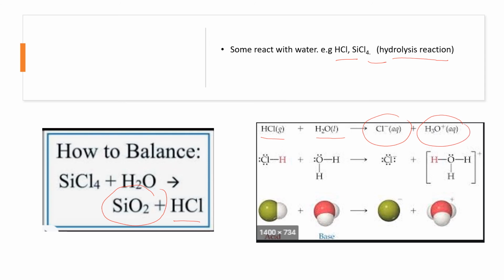HCl gas we name as hydrogen chloride. After dissolving in water, it produces Cl- ion and H+ ion. This H3O+ is H2O with an H+ ion attached to it. Then the name of the substance we call hydrochloric acid.